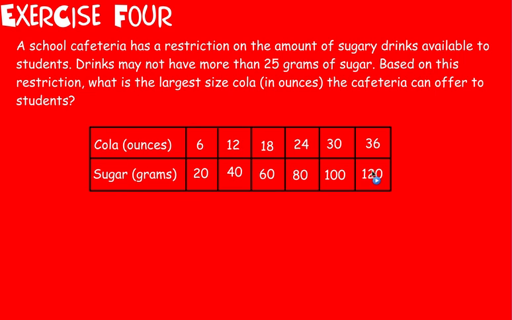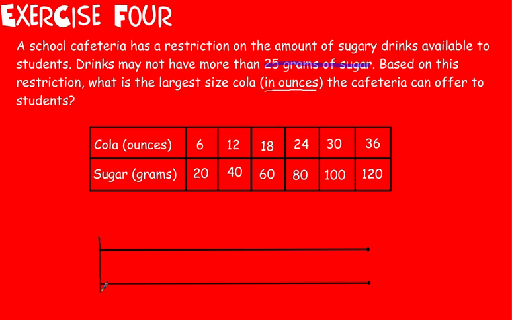So now we have the same ratio table, but in the cafeteria, drinks may not have more than 25 grams of sugar. So based on this restriction, what is the largest size of cola in ounces that the cafeteria can offer students? Okay, so I would like you to use this table and your double number line, and I want you to figure out if you're only allowed 25 grams of sugar, how many ounces of cola does that mean you could have? And I will start you off, I'll set you up.